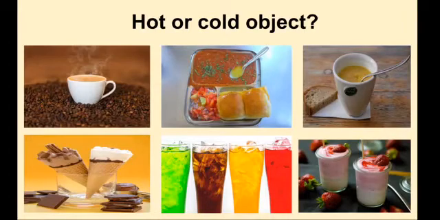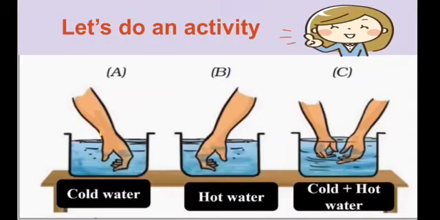So let us understand more about it. Let's do the activity. This is a simple experiment. You can do it at your home. Take three glass jars. Put cold water in the first jar, hot water in the second jar, and mixed water, cold and hot, in the third jar. Now what you need to do is dip one hand in the cold water and the other hand in the hot water for 5 minutes.